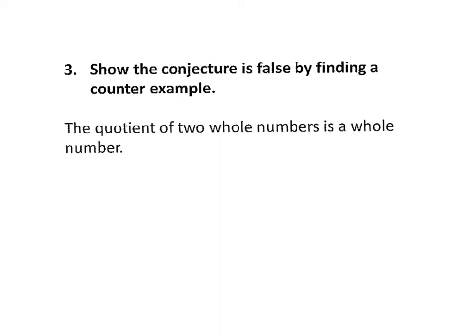Buzz over here to number 3. We're going to show that the conjecture is false by finding a counterexample, meaning this statement right here, it's false, it's not true. You need to give me a mathematical problem showing that it's not true. So the quotient, which is an answer to a division problem, okay, of 2 whole numbers is a whole number. So what they're saying is every time we divide 2 numbers, like 10 divided by 2, we get a whole number, which equals 5. So in this case, it is true. Okay, we divided them and we got a whole number.